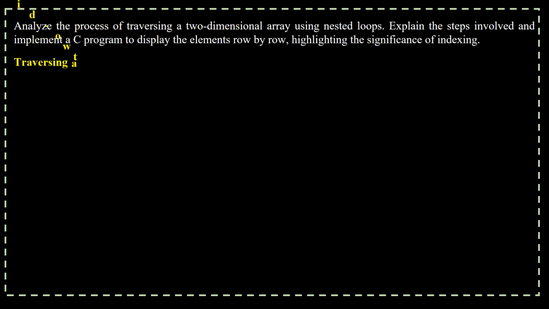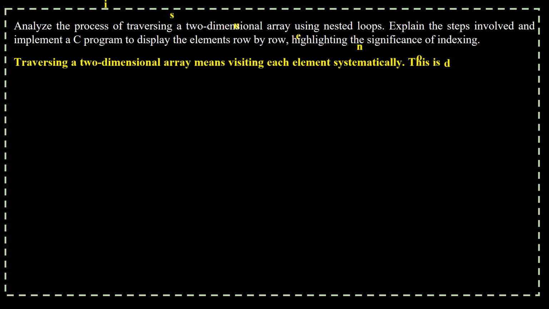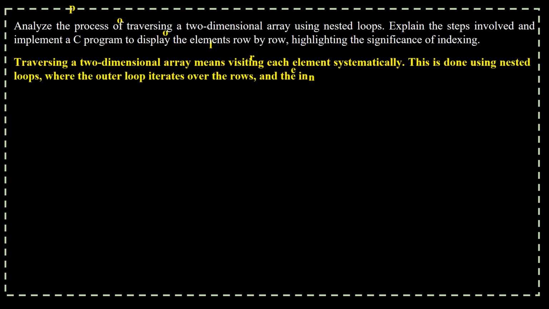Traversing a two-dimensional array means visiting each element systematically. This is done using nested loops, where the outer loop iterates over the rows and the inner loop iterates over the columns.